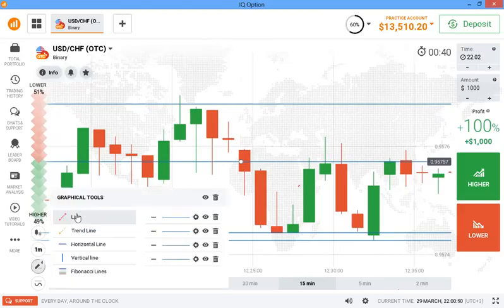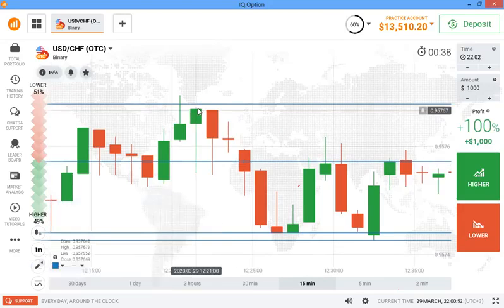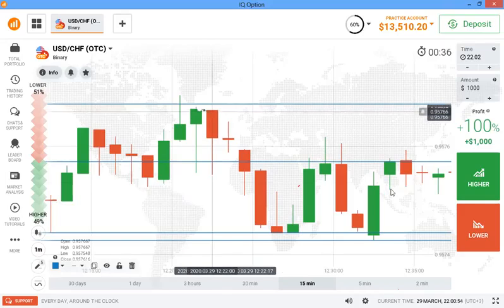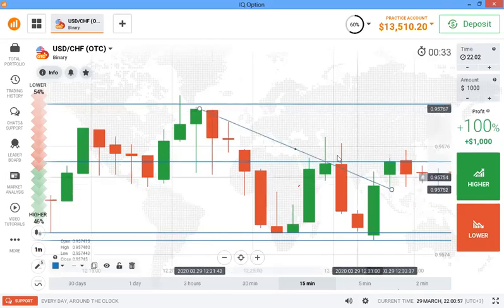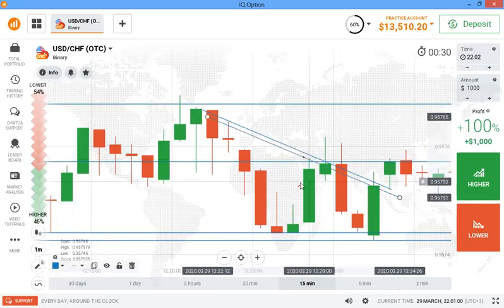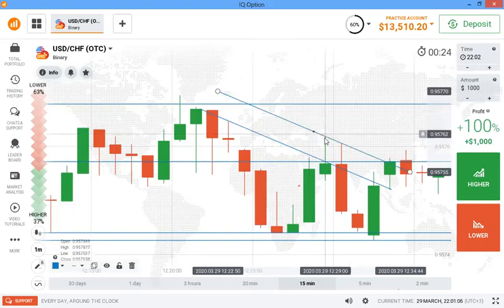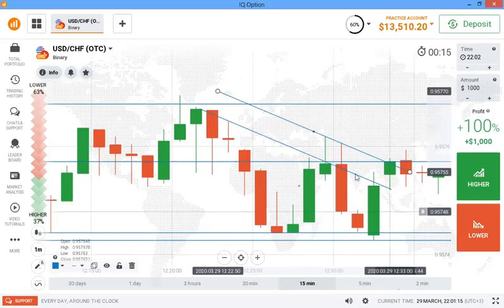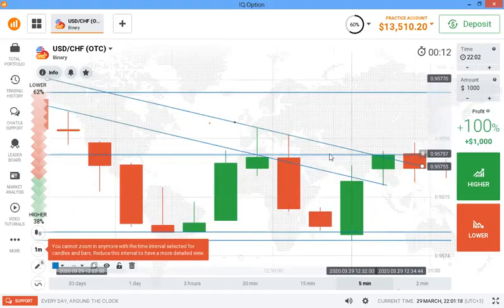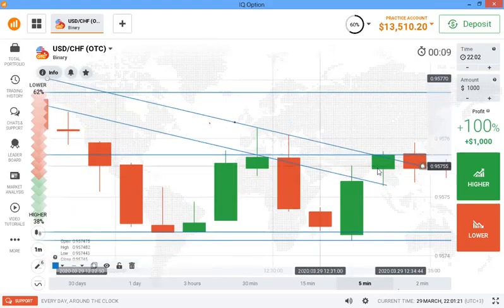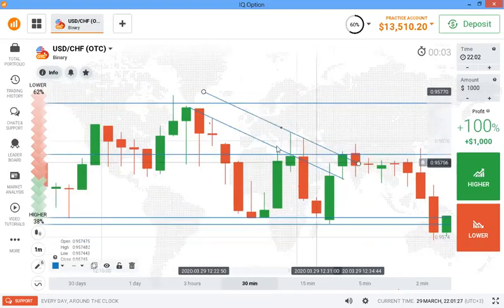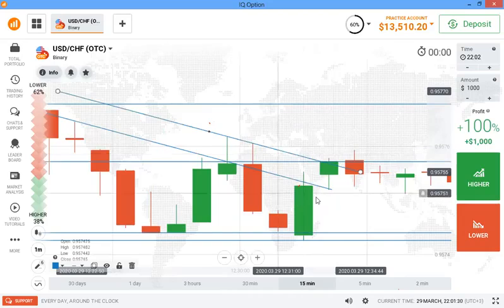Let me show you. You want to draw an area, starting from here, touching the body of this candle. Then you clone it. After cloning it, take it to the upper side, to the upper width. Now check how the candle closes. You can see that the candle didn't close in that area. We just got a rejection from that area. So it didn't close exactly at the area. That means buyers will still form a bullish candle.